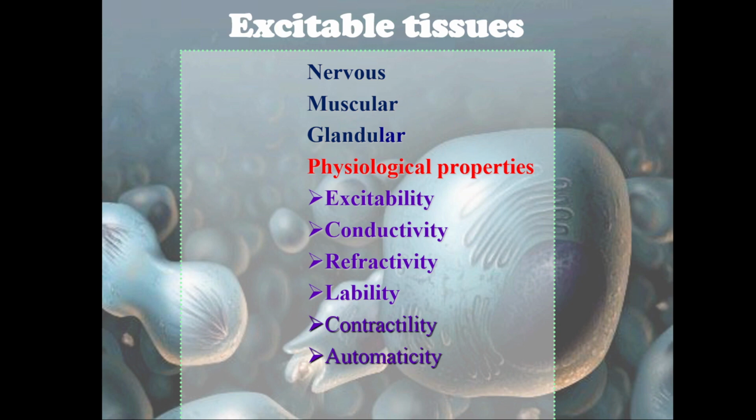All excitable tissues have common and special physiological properties. The common or general physiological properties of excitable tissues are the following. First of all, excitability, conductivity, refractivity, lability. These are common properties, general properties, and a few special properties: contractility and automaticity.